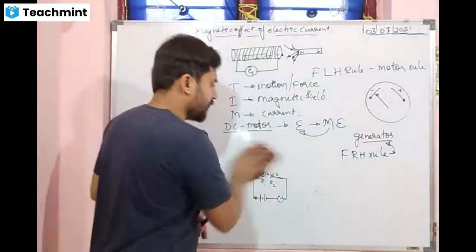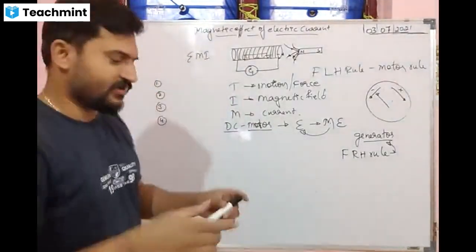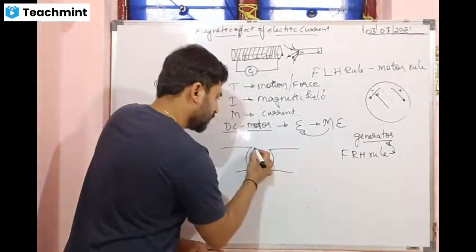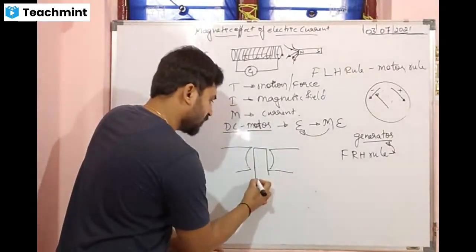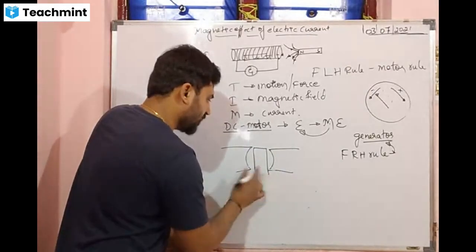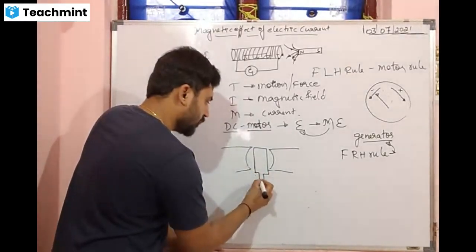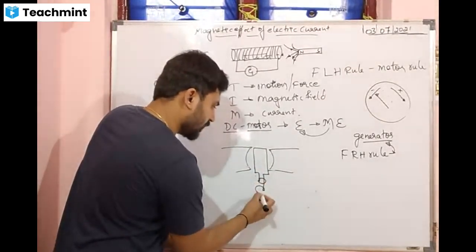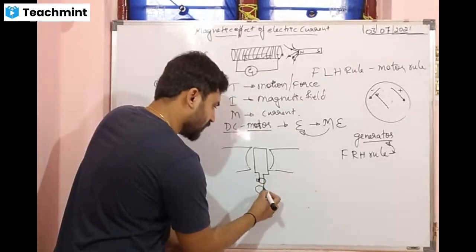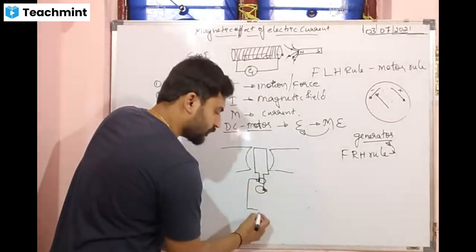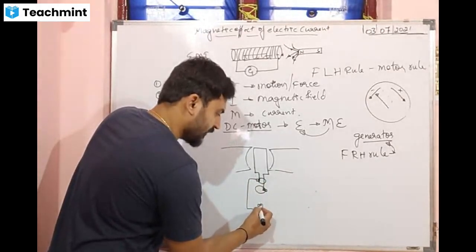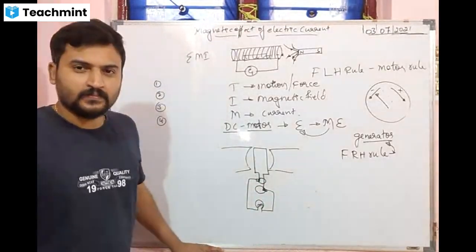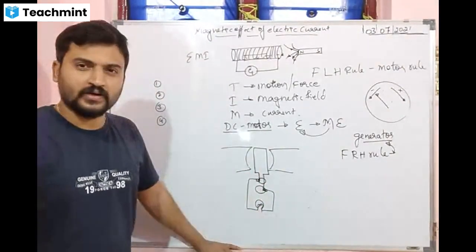So here we have a diagram of a generator. The same generator diagram comes: magnetic field, armature. We will get two rings. Ring 1 is connected here, ring 2 is connected here. Brush 1, brush 2. Here we connect a bulb.